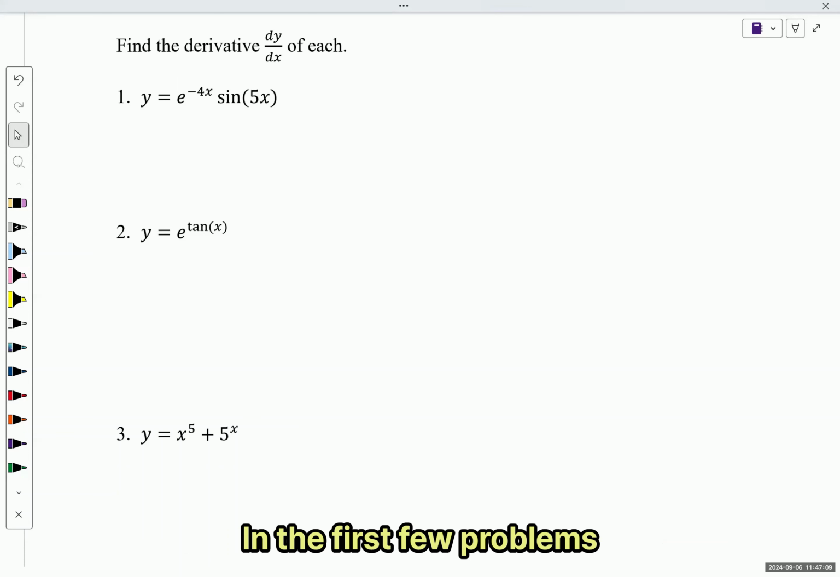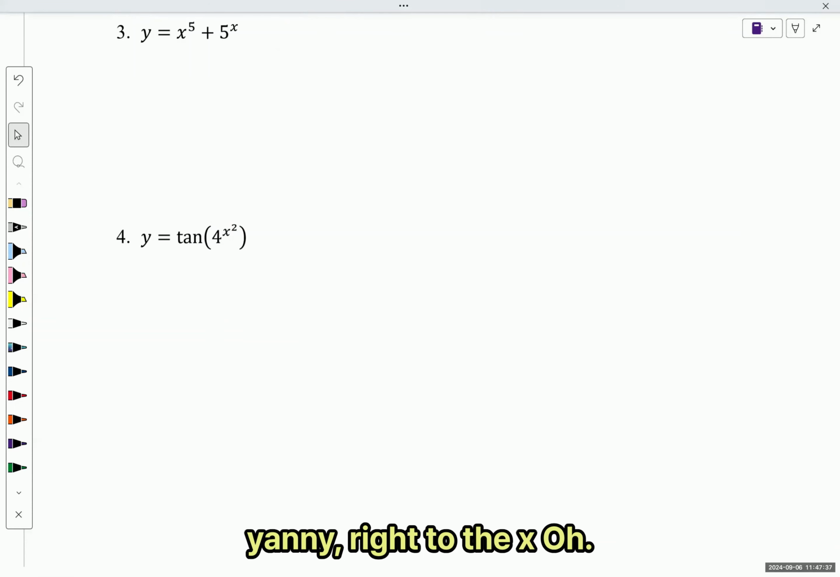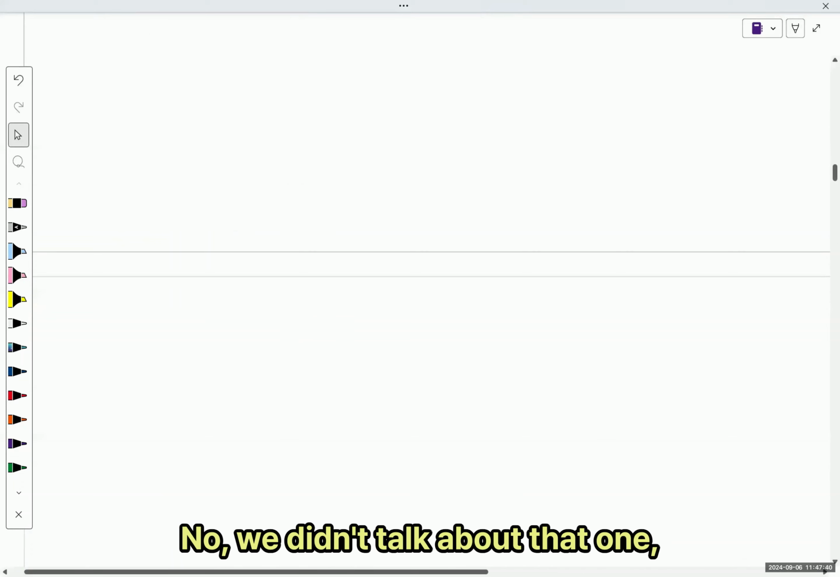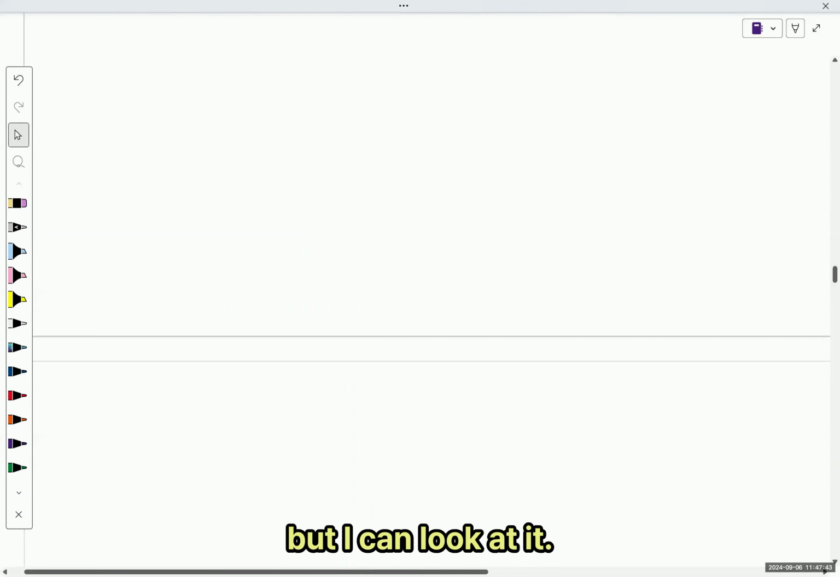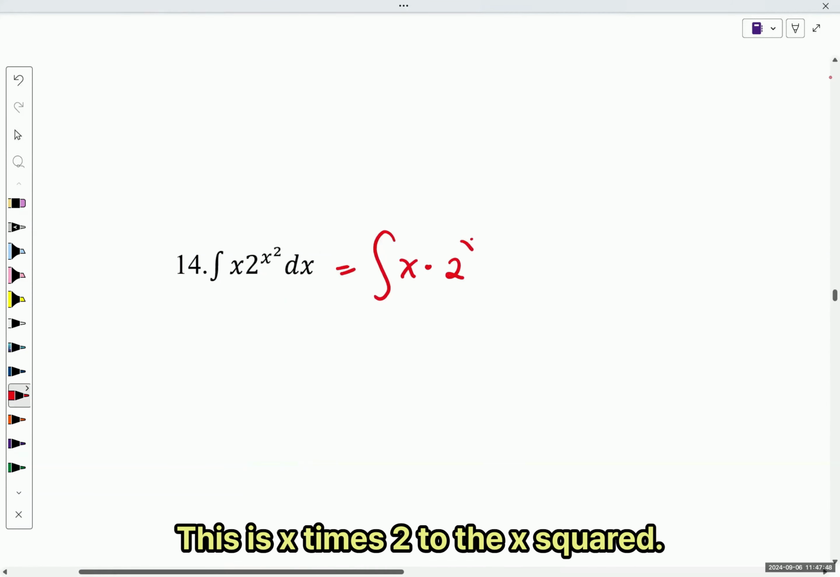In the first few problems, let's do 1 through 6, because they are paired in twos for the most part, all the way through 10. Was there 1 or 2 that stood out of just like, I don't know what to do, or I'm trying to do it and I'm stuck? Yeah, Nate. Did you talk about 14 already in terms of the formatting? No, we didn't talk about that one, but I can look at it. So 14, this is X times 2 to the X squared.